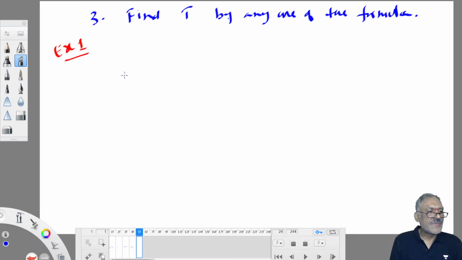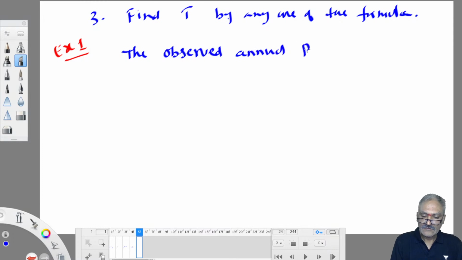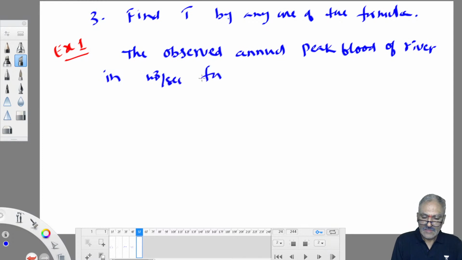The observed annual peak flood of a river in meter cube per second for a period of 9 years are given below.